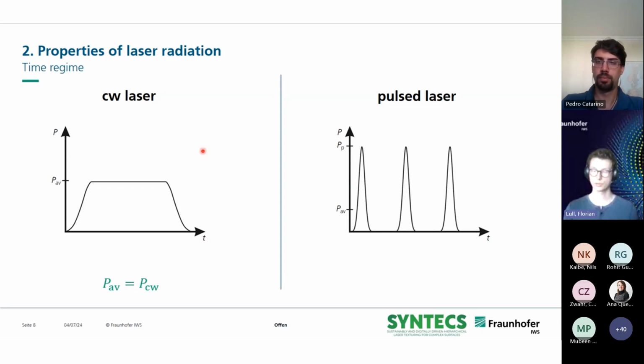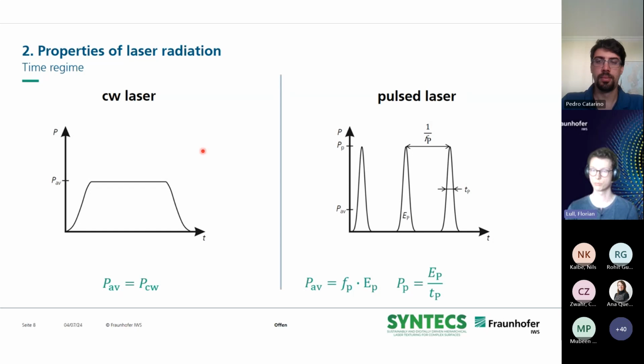For pulsed lasers, we need a few more characteristic values to describe this laser radiation. The pulsed laser radiation is characterized by the pulse repetition rate, basically how many laser pulses are emitted by the laser per second. It is characterized by the pulse energy. You can think of this like how many photons are in one laser pulse. With pulse repetition frequency and pulse energy, we can calculate the average power of a pulsed laser system.